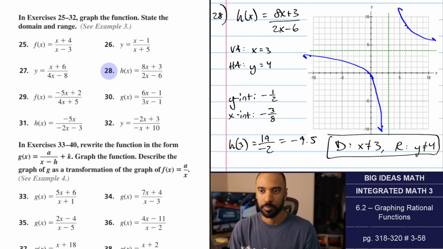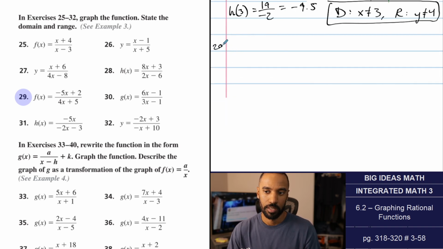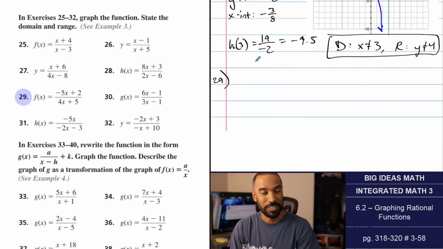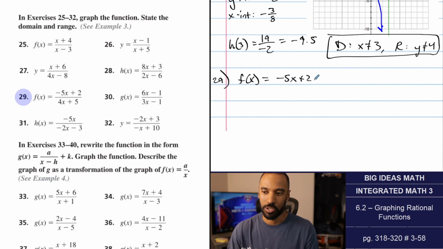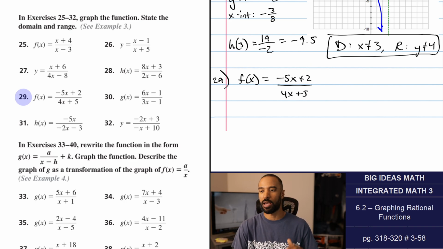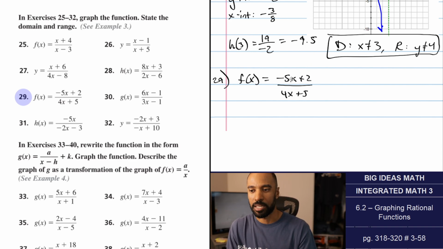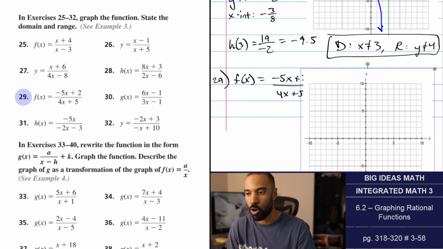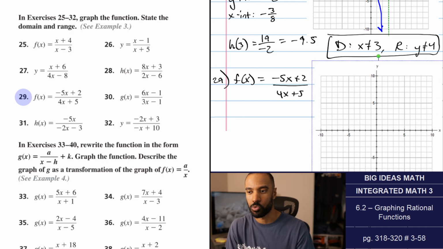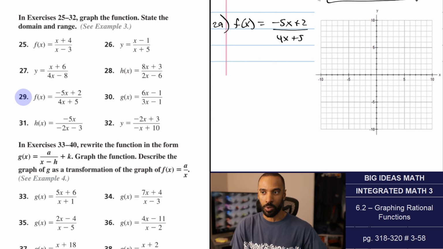Number 29. I'll tell you what, these intercepts won't be glorious. They're not clean. Not clean. Number 29, we got f of x equals negative 5x plus 2 over 4x plus 5. And guys, I'm telling you right now, my tableless method is still faster than the method with a table, especially when I'm only trying to get clean numbers out as a result. It's not like using a table will go faster.